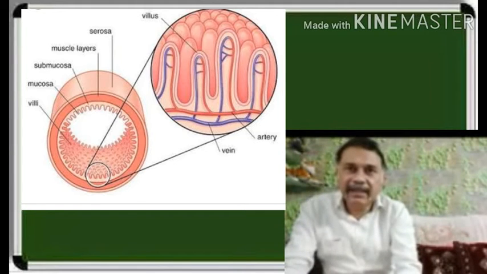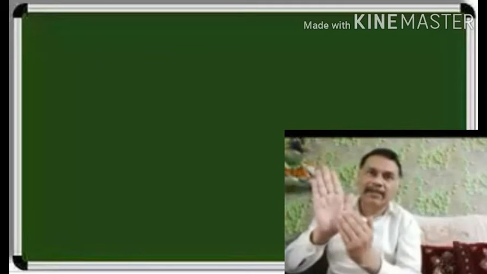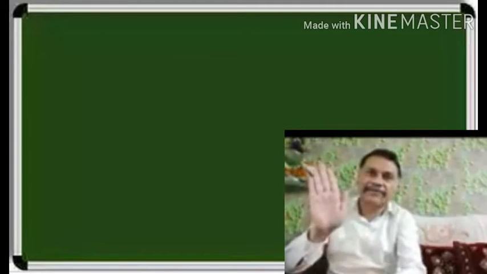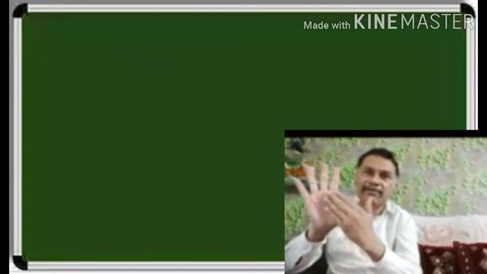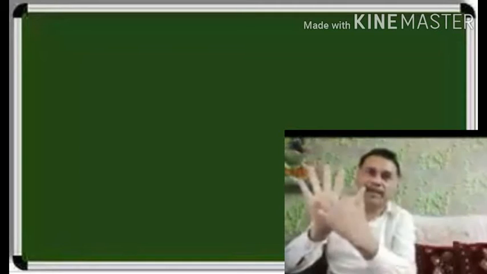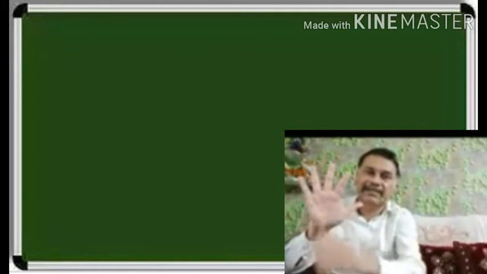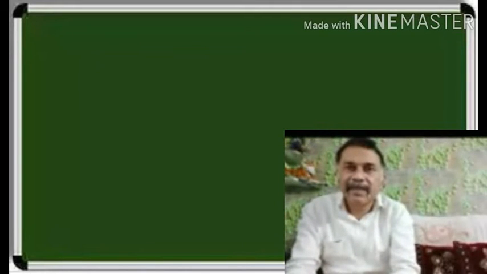How can villi improve the surface area? Very simple. I am showing you my hand. If I ask you to color this, you will color this part. Now if I ask you to color this part, what will you have to do? You have to do this, and this part also you have to color. So the area is increased, and along with the increase of area, absorption also increases.